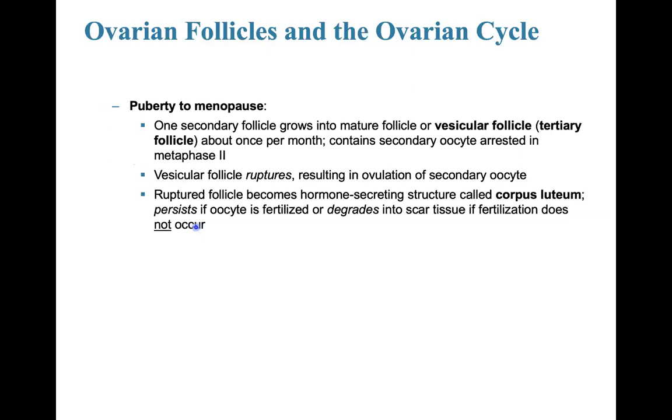One secondary follicle grows into a mature follicle, or a vesicular follicle, or a tertiary follicle about once per month. This contains a secondary oocyte arrested in metaphase 2. The vesicular follicle ruptures, resulting in ovulation of a secondary oocyte. The ruptured follicle then becomes the hormone-secreting structure called the corpus luteum, and this persists if the oocyte is fertilized, or it will degrade into scar tissue if fertilization does not occur.